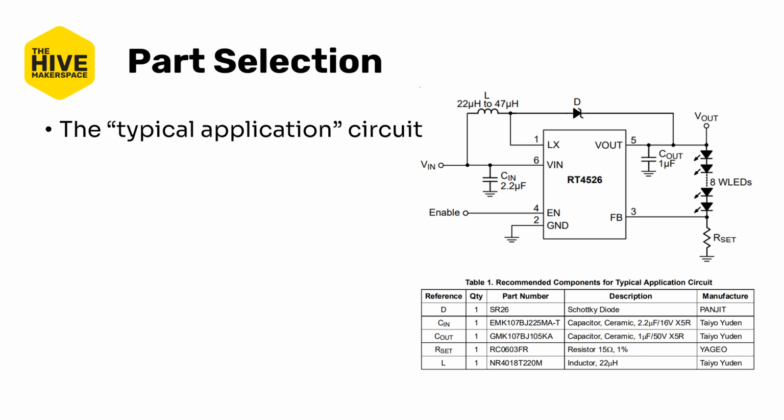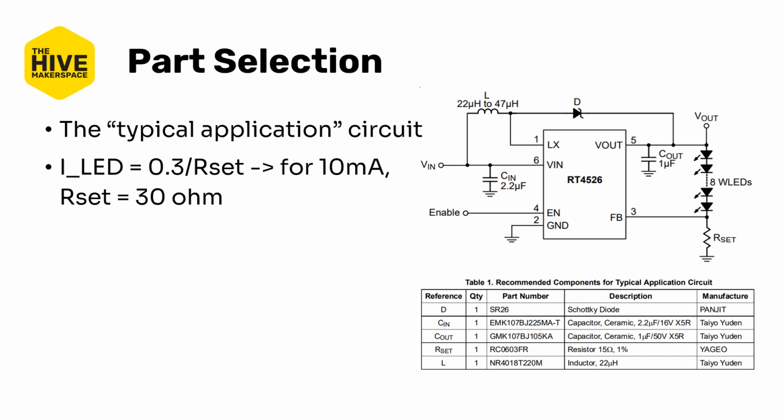So this is what the typical application circuit looks like on the right, and below that were some recommended components for that typical application circuit. The current through your LED is defined only by a single resistor. That's the R set on the lower right there. That drops 300 millivolts or 0.3 volts. So for 10 milliamps, which is roughly what you want through the LEDs, that means that the R set is going to be 30 ohms.